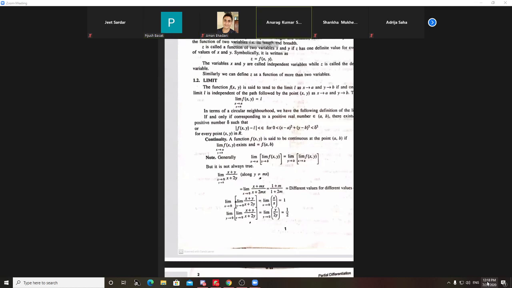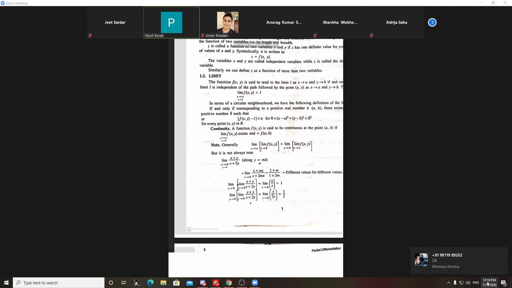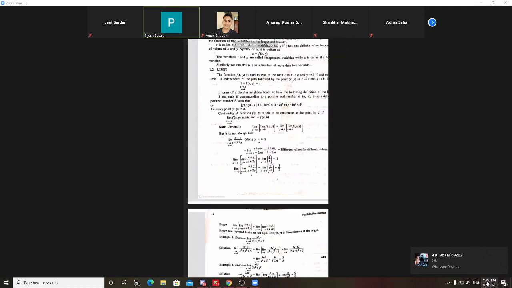And also f(x,y) is said to be continuous, but generally it is the same as written in this line: limit x tends to a, limit y tends to b of f(x,y) is equal to limit y tends to b, limit x tends to a of f(x,y). Usually this is matching. Then the function is continuous, but sometimes it does not happen. These two-sided limits may not be the same.